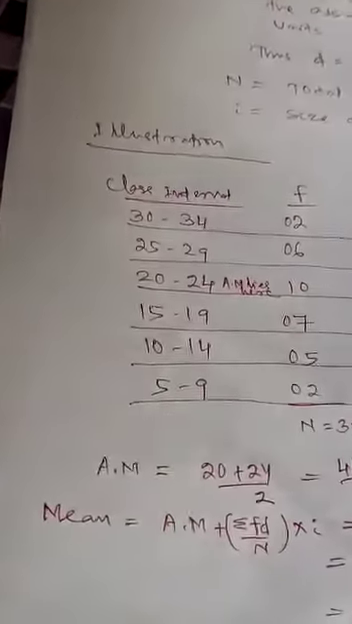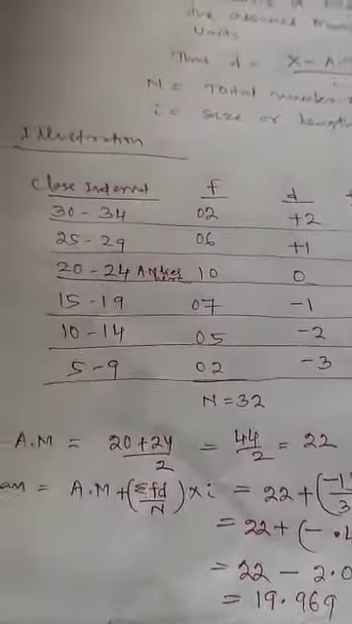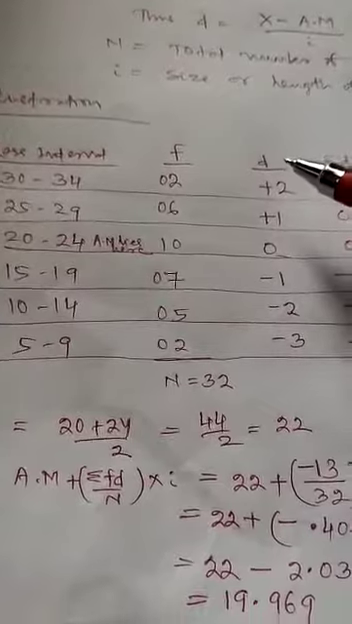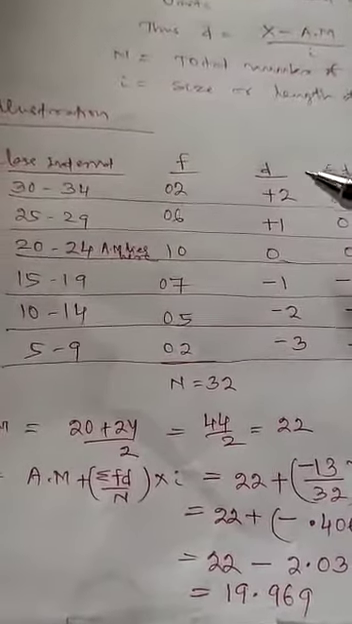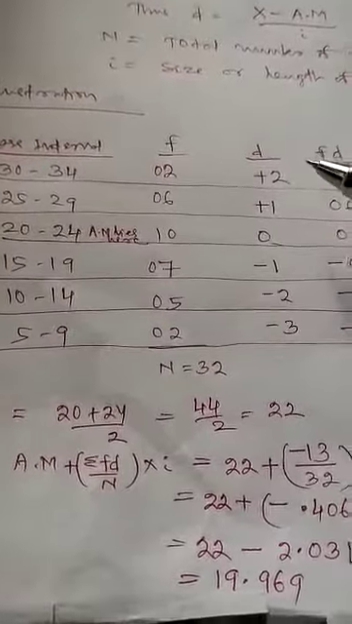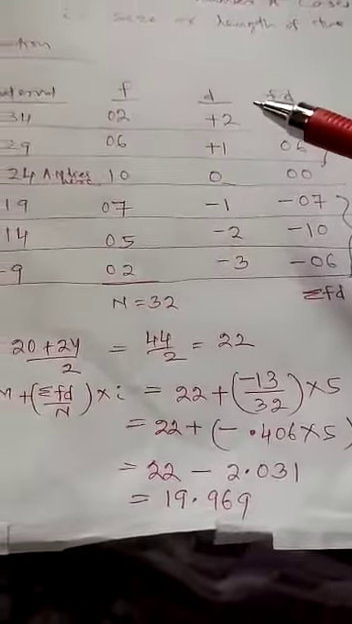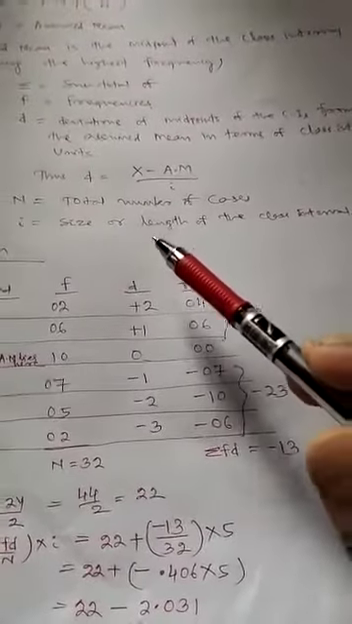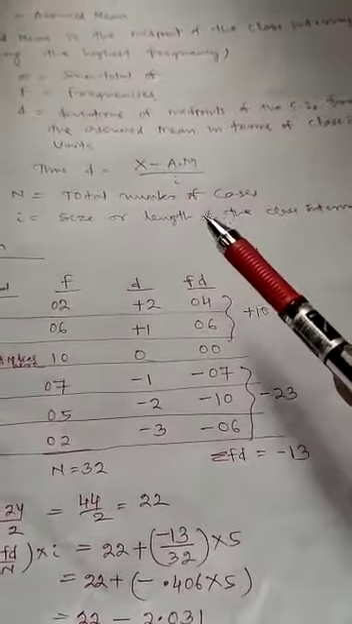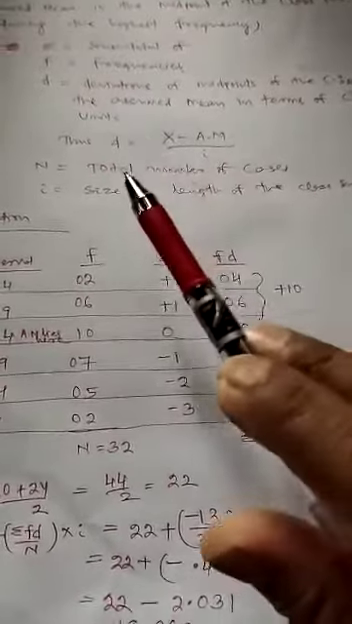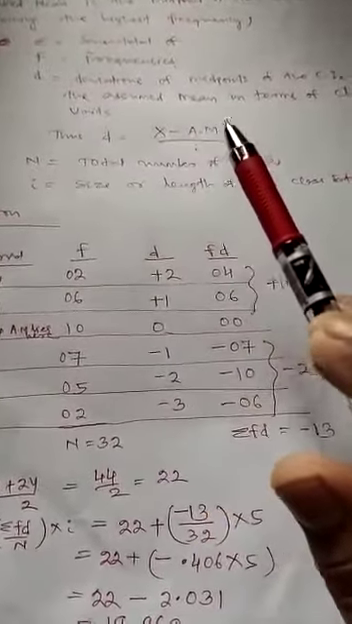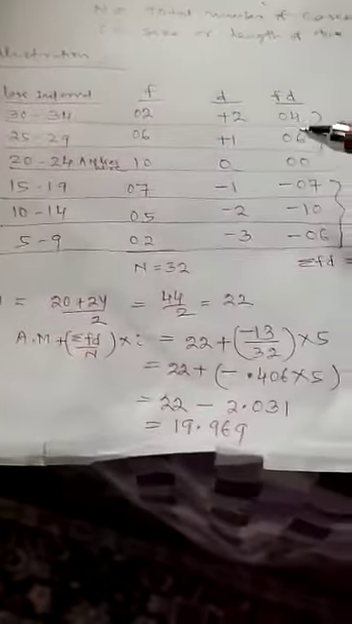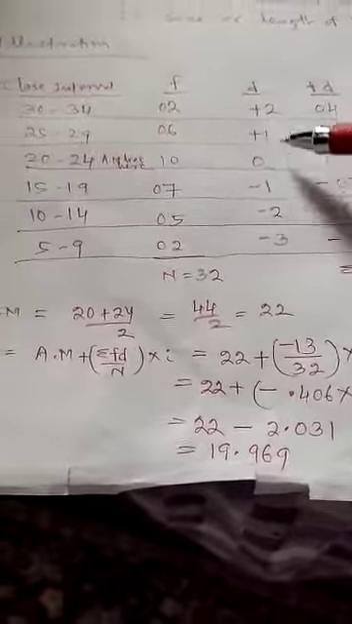After getting the assumed mean, the next step is to calculate the D. D means deviation. This D means the deviation of the midpoints of the class intervals from the assumed mean in terms of class interval units. Therefore, D is equal to x minus AM divided by I. So you have to calculate D in this manner.